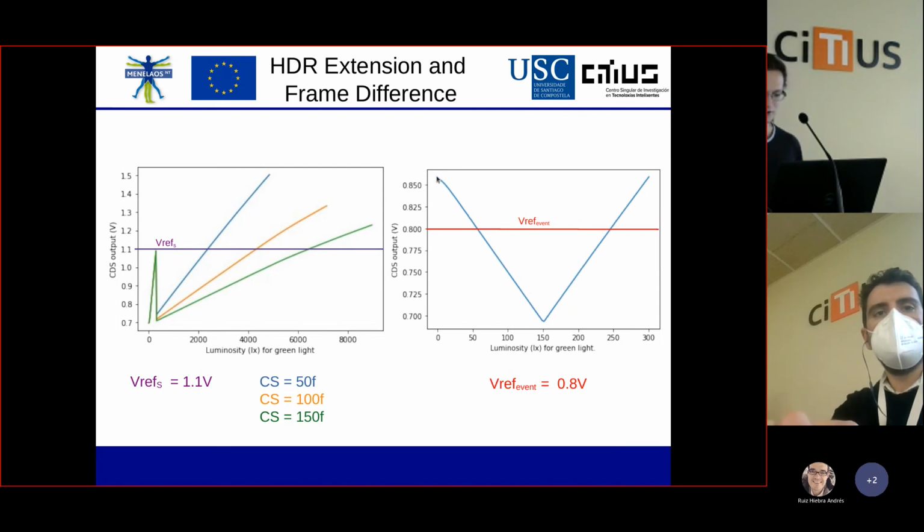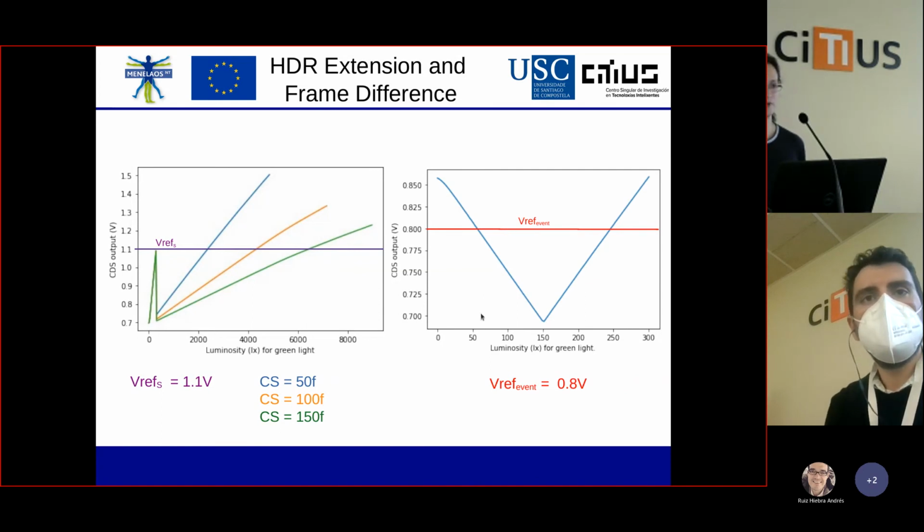And on the right, I show the result of frame differencing. In this case, one frame was kept constant at 150 luxes, while the other was moved from 0 to 300 luxes. And this shows the Fn minus one result. The ref event is the threshold that we set. The lower it gets, the smaller changes we will detect.